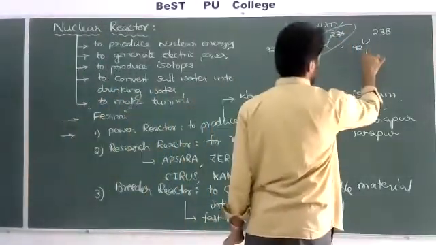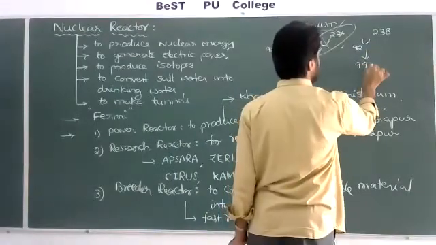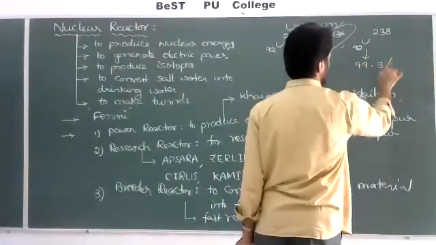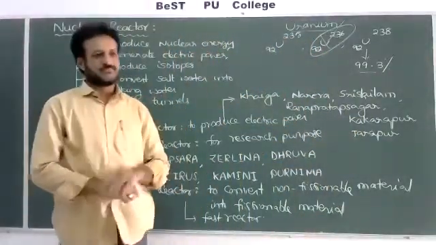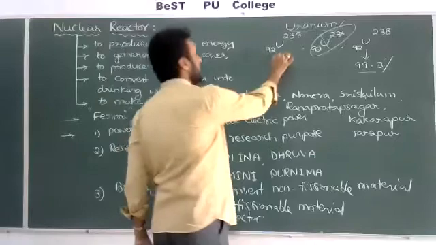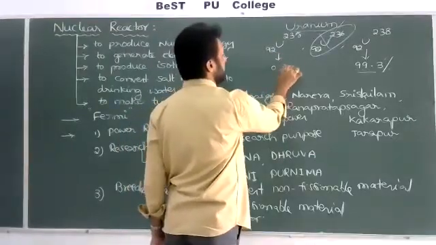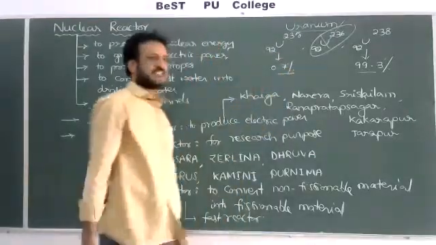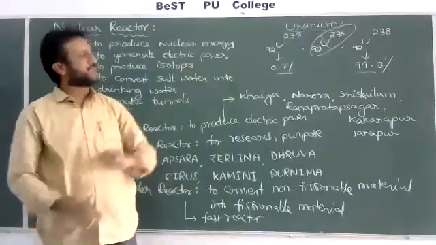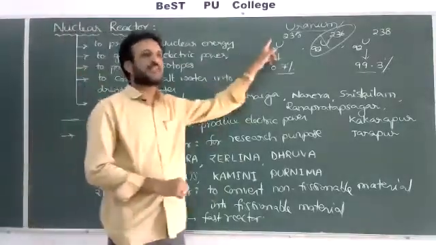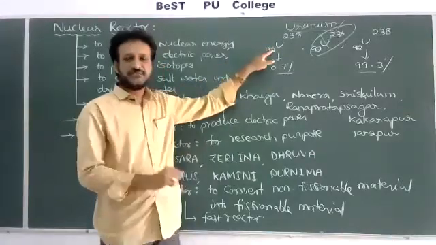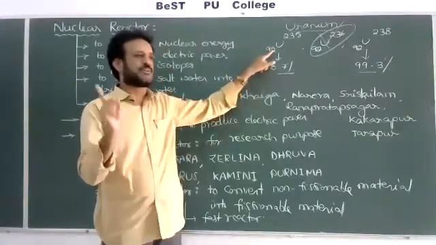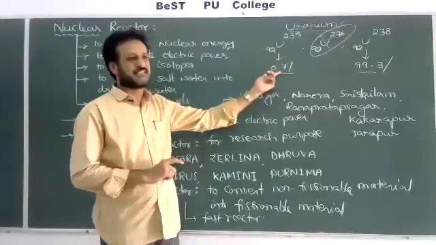Uranium 238 is 99.3% of the natural uranium available in the earth crust, but uranium 235 is only 0.7% available. But which is useful for the nuclear fission process? 235 only is useful. Why it is useful: it can cause the fission process with both fast neutrons and slow neutrons, but its availability in the earth crust is very low.